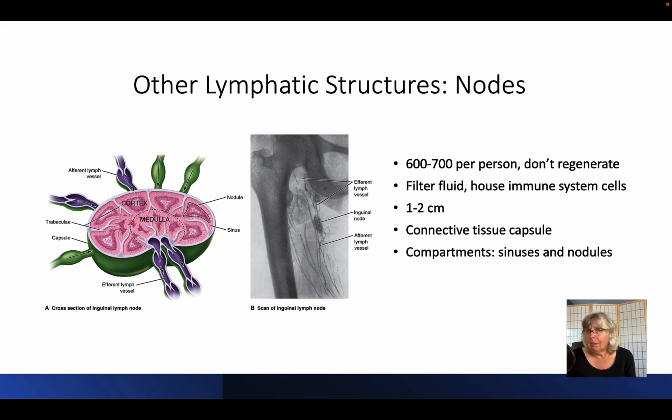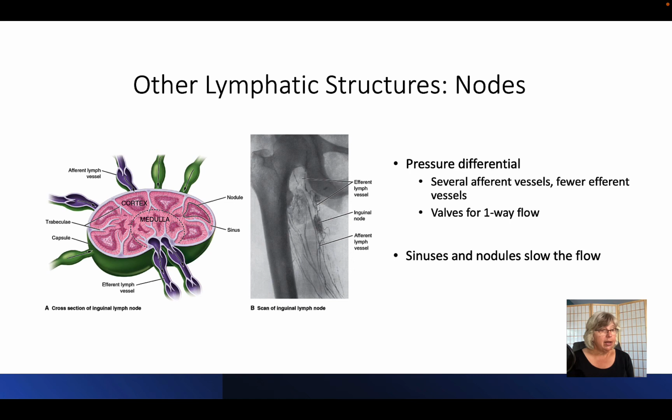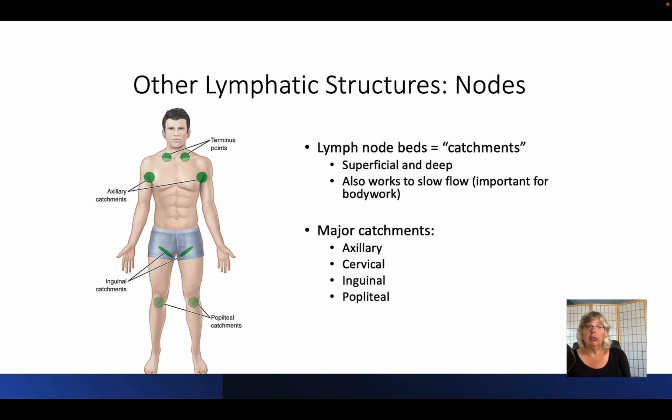Lymph nodes are about 1 to 2 centimeters long. That's a little less than an inch at their biggest. They are covered by a connective tissue capsule. And I think that's really interesting to point out because that also points to the accumulation of pressure inside that lymph node. And they have these sinuses and nodules that are slowing the flow and doing the work of that lymph node.